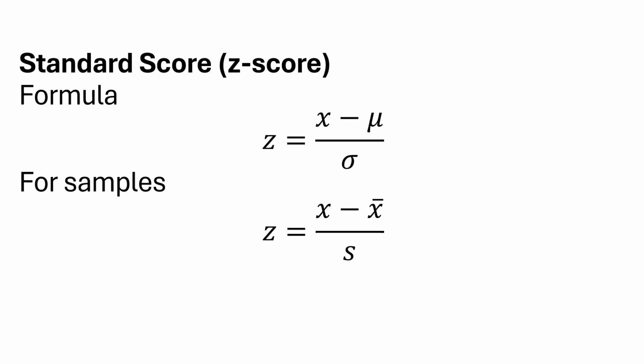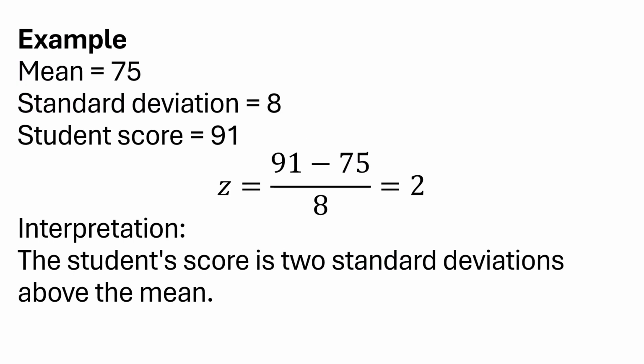The z-score measures how many standard deviations a value lies above or below the mean. Positive z-scores indicate values above the mean, while negative z-scores indicate values below it. This student performed exceptionally well. A z-score of 2 indicates that the score is 2 standard deviations higher than the average.